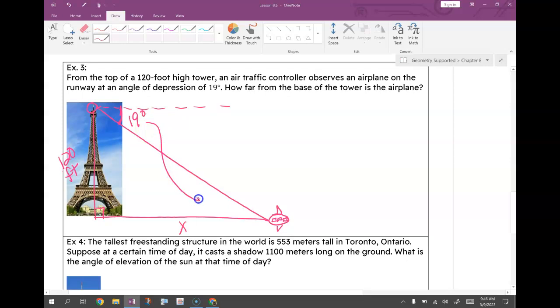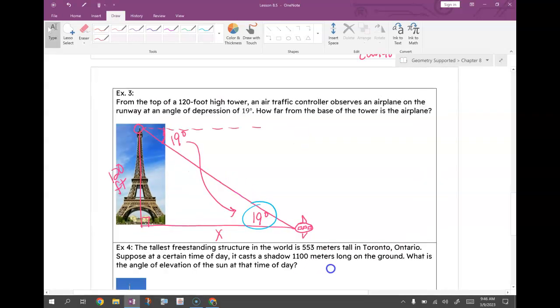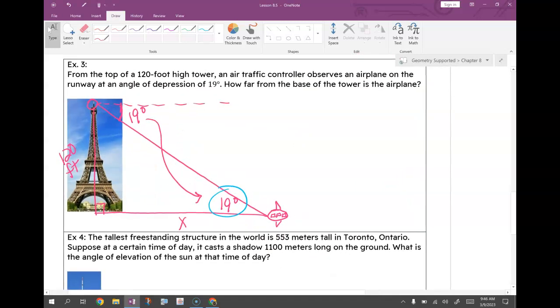Right now, that 19 degrees is outside, so let's bring it down. Now let's go through that process. So 19, circle it. The 120 is what? Opposite, adjacent, or hypotenuse? The 120 is opposite, and the X is adjacent. So we have O and A, so it is tangent. What always goes next to the sine, cosine, or tangent? The angle. So in this case, tangent 19 equals what over what? 120 over X.